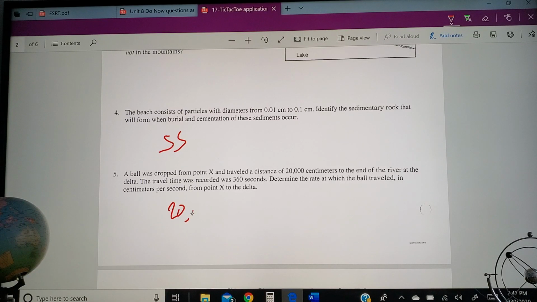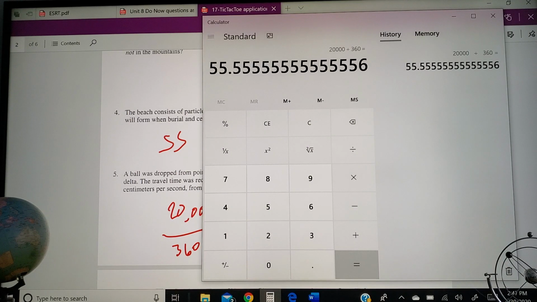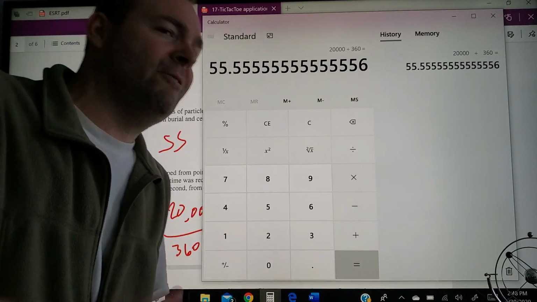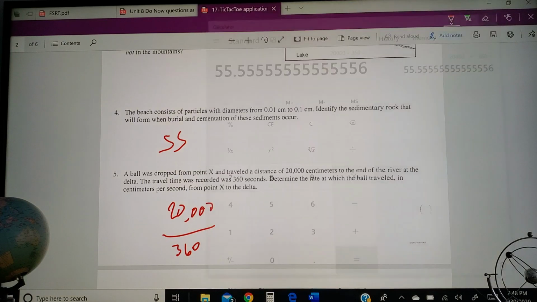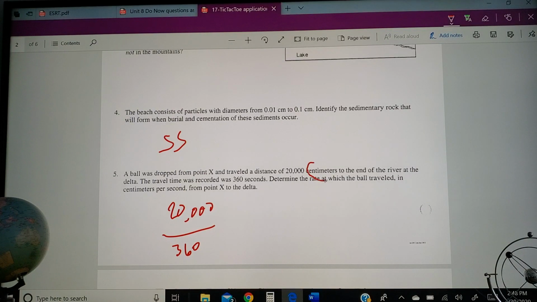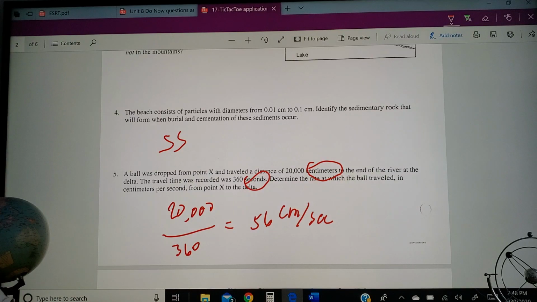Right? 20,000 divided by 360. Break out your dollar store calculator. 20,000 divided by 360 gives you a whopping 55.5 repeating, we'll round that to 56. And the units, of course, will be centimeters per second. It was looking for a rate. So it's about 56 centimeters per second. Okay?